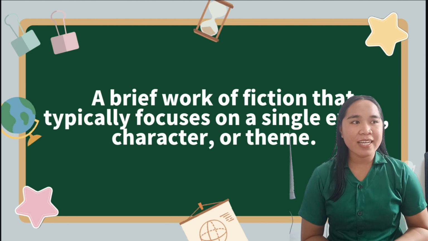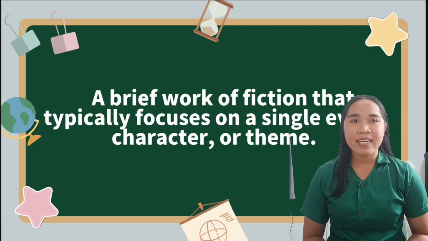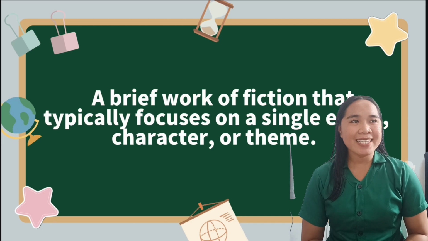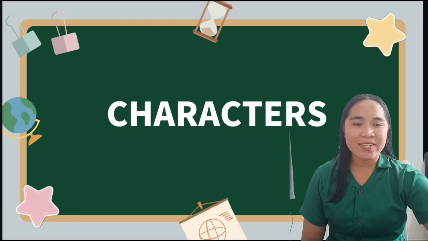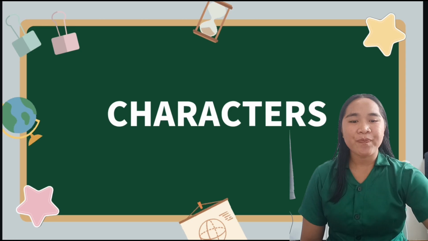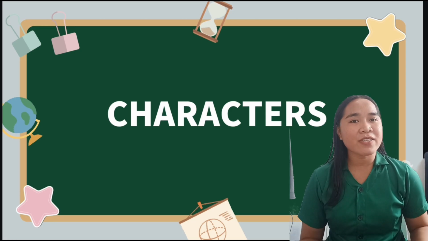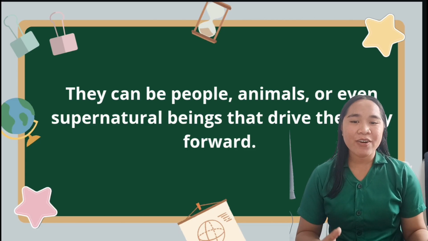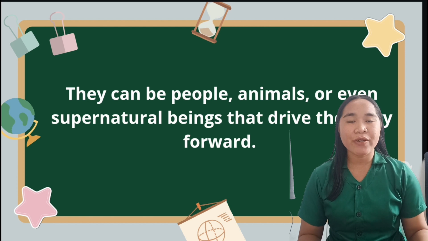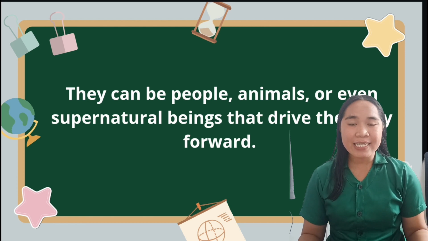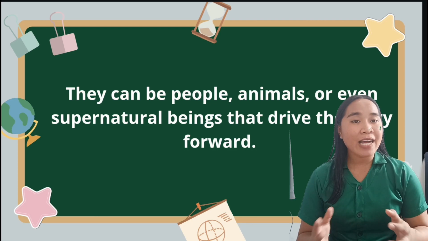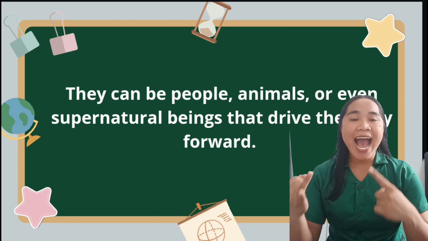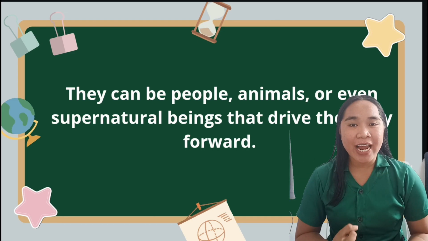Do you know what those are? What are the 6 elements class? Yes, Jana. Number 1 is very good, characters. So now we are going to define what characters are in the elements of a short story. Characters can be people, animals, or even supernatural beings that drive the story forward. It means they are the ones who do the actions, speak, and make decisions.